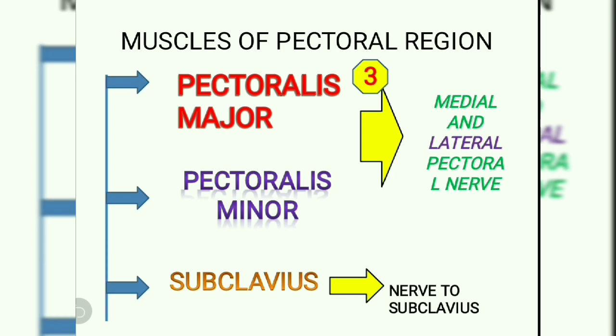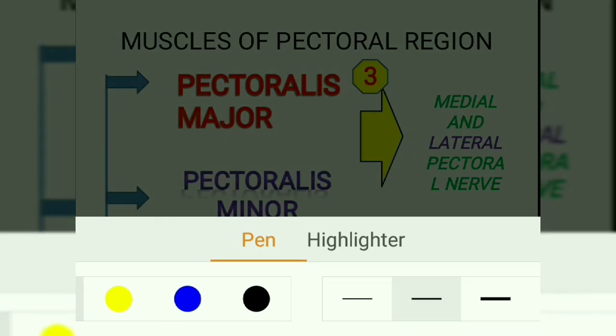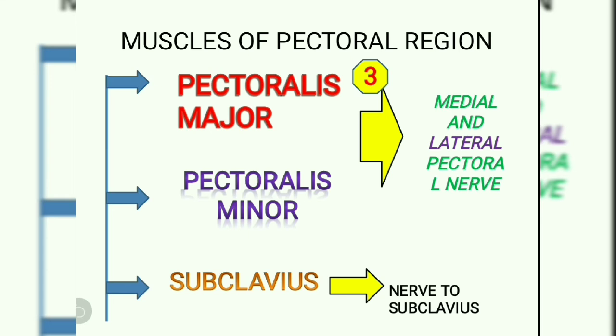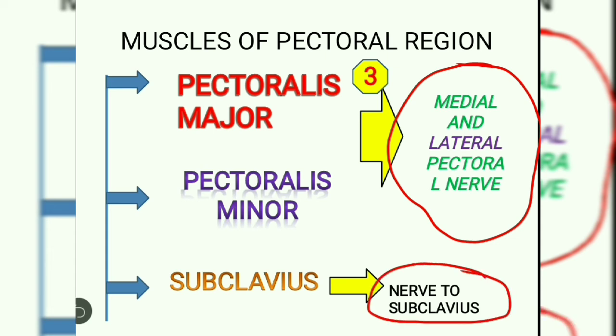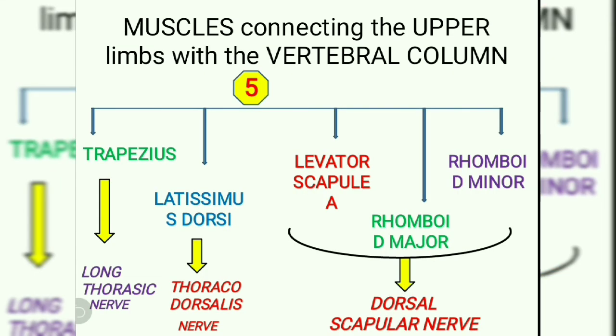Let's come to the first slide here. Of the 3 muscles of the pectoral region, the pectoralis major and pectoralis minor are supplied by the medial and lateral pectoral nerves. But the subclavius muscle is supplied by the nerve to the subclavius. Next is the muscles connecting the upper limb with the vertebral column.